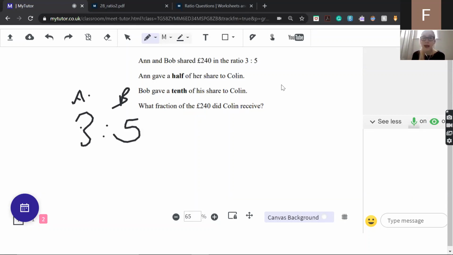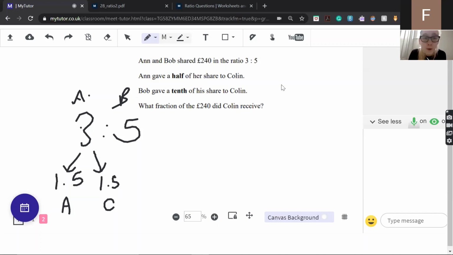Now, Anne gives half of her share to Colin. So what's really happening, if we break this down, is that Anne actually gets 1.5 chunks and Colin gets 1.5 chunks, right? If you have 3 chunks of something, if I have 3 cupcakes and I give half of them to Colin, then Colin gets 1.5 of my cupcakes, right? That's half of 3. It's half of the cupcakes I have. That's if we're imagining that each of these chunks is a cupcake, right?